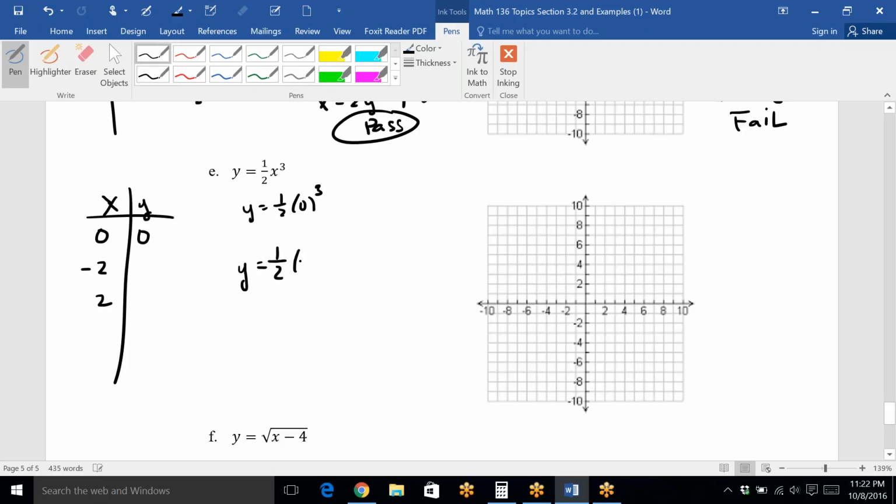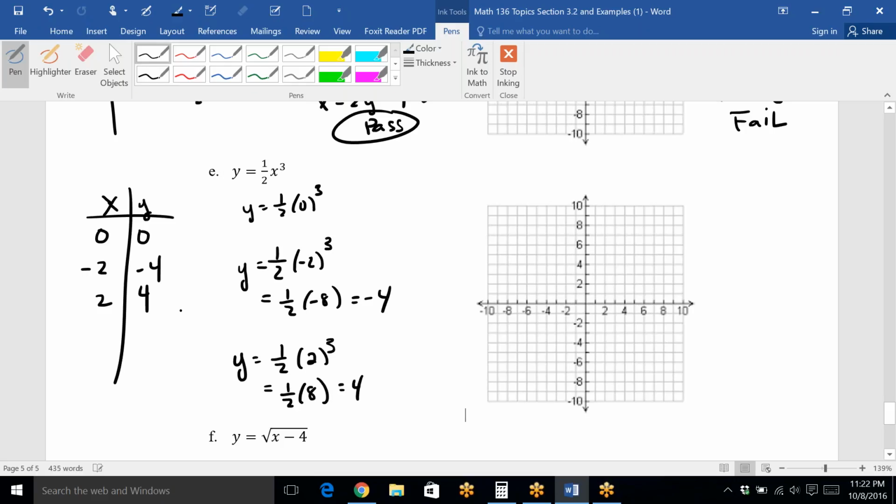This would be 1/2 of -2 cubed. -2 cubed is -8. Half of that is -4. And 1/2 of 2 cubed is +8. So 1/2 of that is +4. Plot our points. So 0, 0 is the only intercept that we have. 2, 4, and -2, -4.